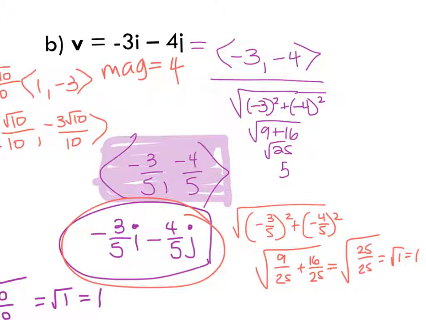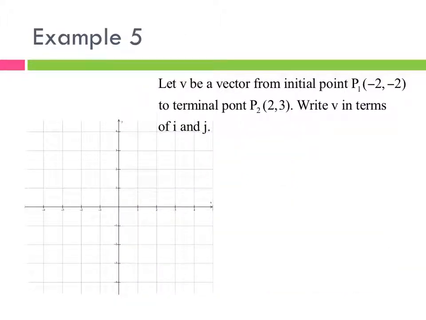Questions? Okay. So then this one says, let V be a vector from initial point P1, -2, -2 to terminal point P2, 2, 3. Write V in terms of i and j. So the first thing I got to do is figure out what V is. How do I do that? Component form. I have an initial and I have a terminal, right? Everybody see that? So I would do 2 minus a -2, which becomes +2, and 3 minus a -2, which becomes +2. And I get 4, 5.